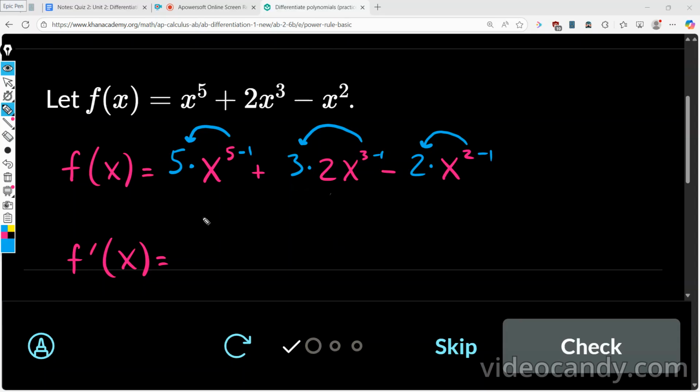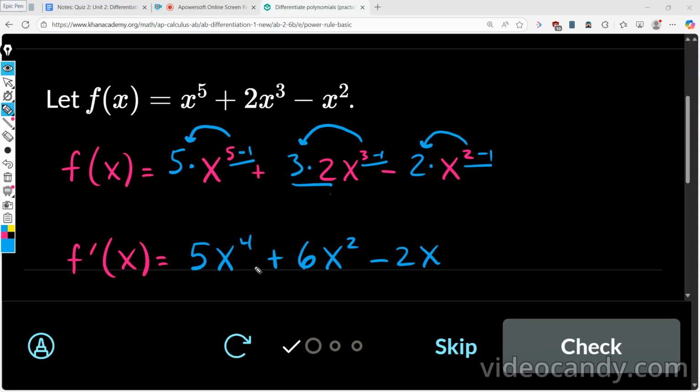Okay, so right here we have 5 times x, or 5x. The exponent is 5 minus 1, which is 4. We have a plus sign. Right here we have 3 times 2, which is 6. We have x, and 3 minus 1 is the exponent, so that's a 2. Right here we have minus 2. We have x, and the exponent is 2 minus 1, which is just 1.